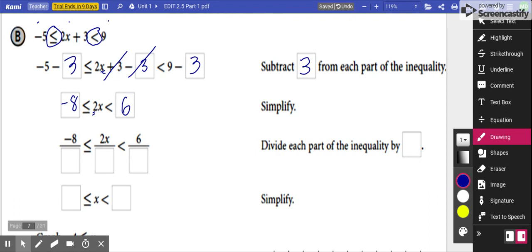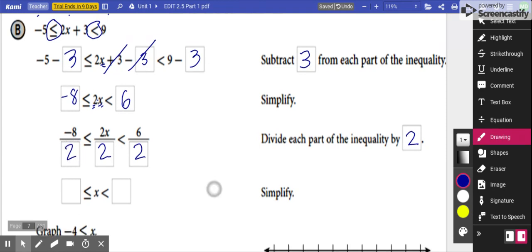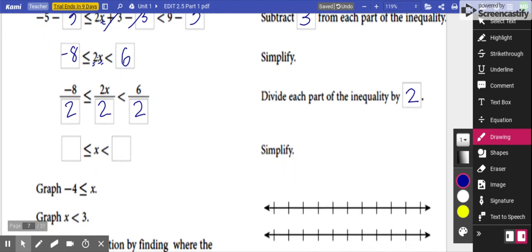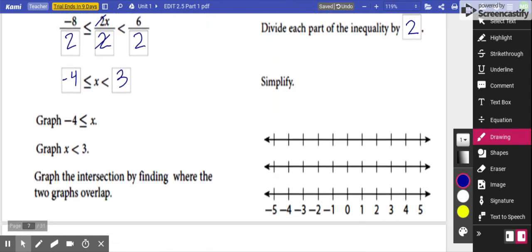I'm still not done. I want to get x all by itself, but what's attached to it? It says multiplication of 2. We undo multiplication by dividing. What are we going to divide by? 2, on all sides. -8 divided by 2 gives us a -4. 2x divided by 2 just leaves us with x. And 6 divided by 2 gives us a 3. And now I get to graph.